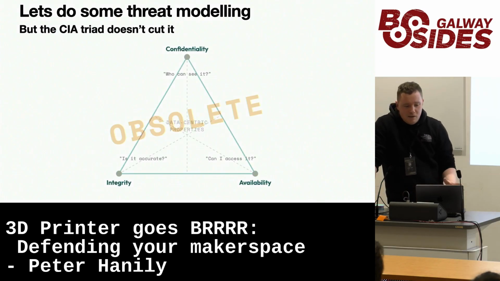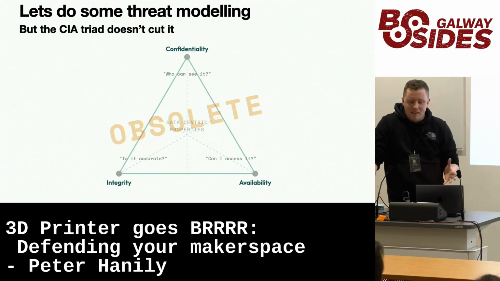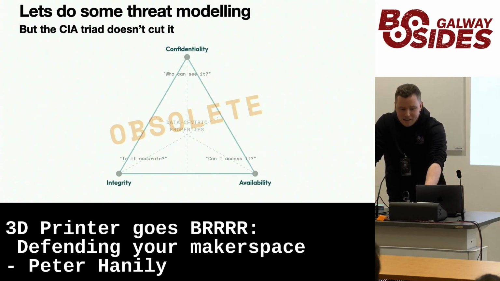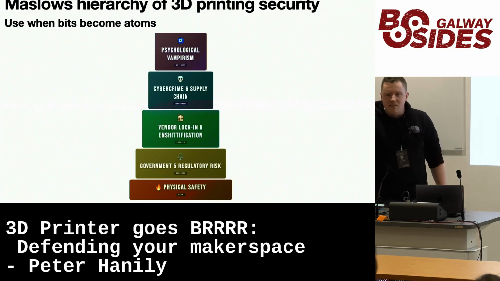So, let's do some threat modeling. Originally I was going to talk about the CIA triad, but it's a bit of a data-centric model and really doesn't cut it in terms of 3D printing. So instead we have Maslow's hierarchy of 3D printing security, right? My wife is a business teacher as well, so this was very handy.